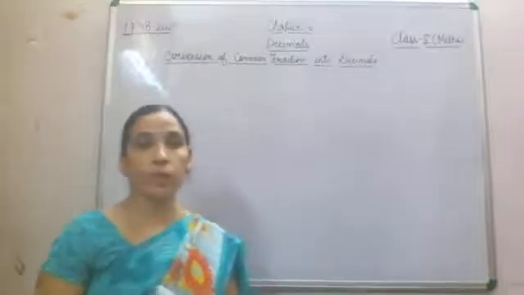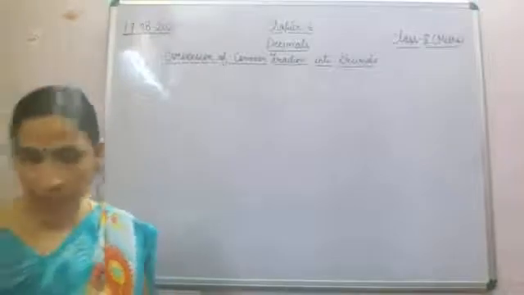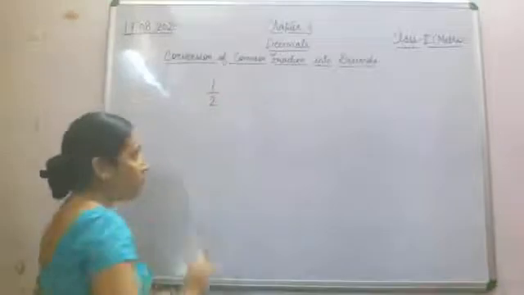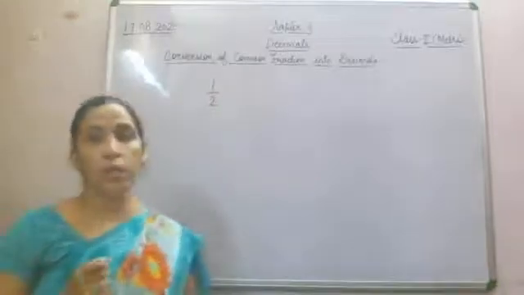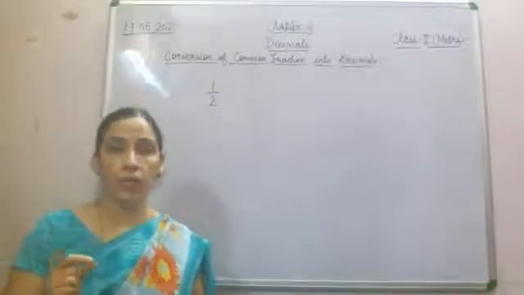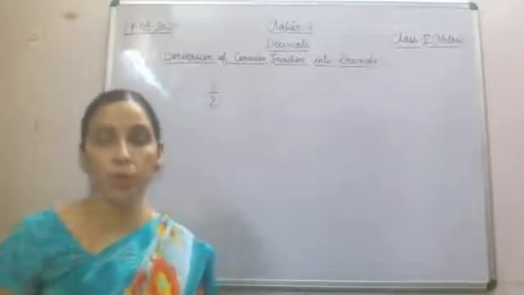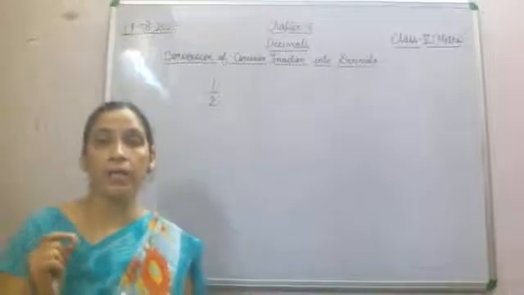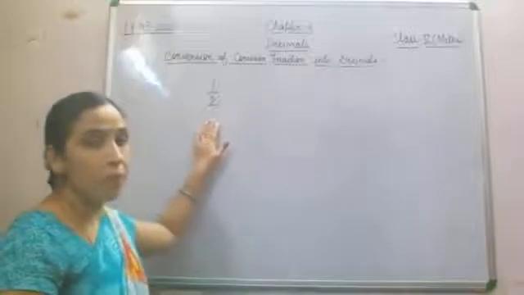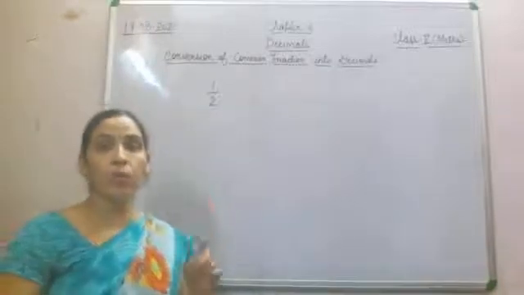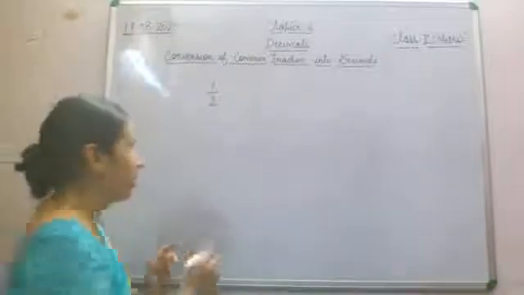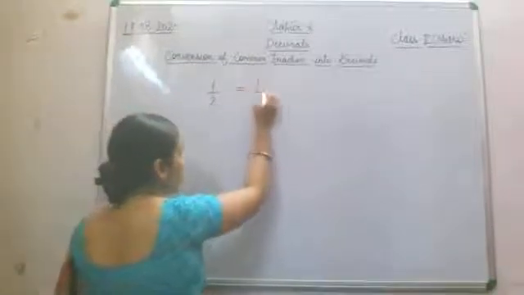So let's start with a simple example. The first example is 1 by 2. If you have been given 1 by 2, how can you convert it into decimal form? For converting a common fraction into decimal form, you require 10, 100 or 1000 in the denominator. Here we have 2. By which number will you multiply 2 to get 10? That same number will be multiplied in the numerator.